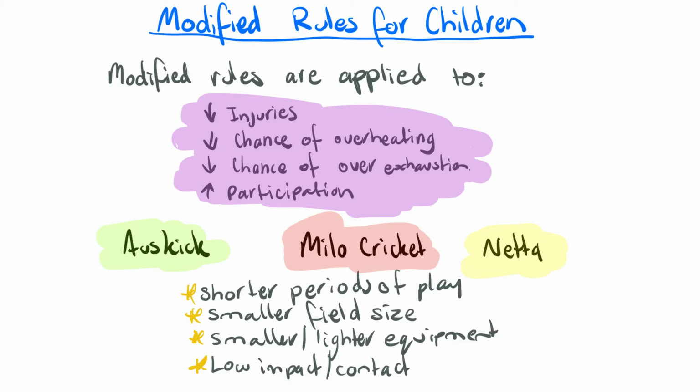And when we look at the modified rules, usually it's a concept of shorter periods of play, a smaller field size, smaller and lighter equipment, and obviously low impact and contact. So games like rugby league are most likely to become Dragon Tag or Oz Tag, where players aren't making full physical contact in a tackling motion.